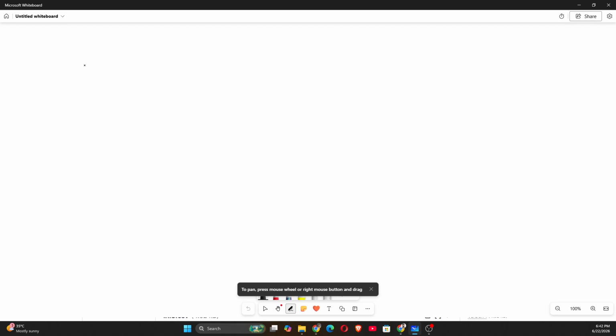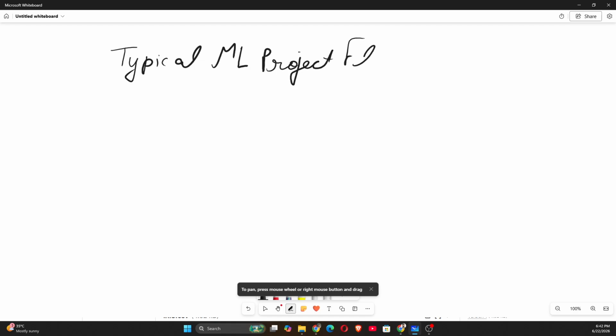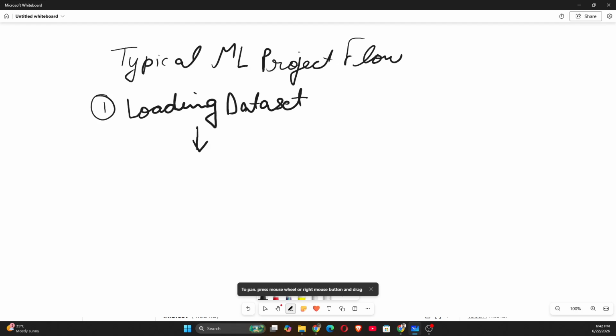So, let me explain the typical ML project flow. First and foremost is loading the dataset, because a machine learning algorithm, as you all know, requires data, and without loading the dataset we can't do anything.